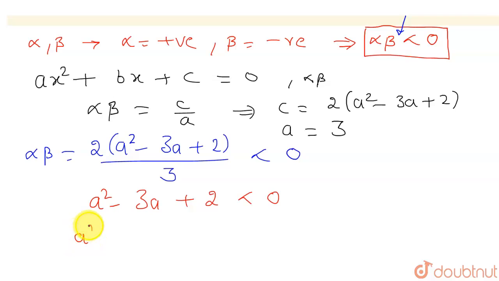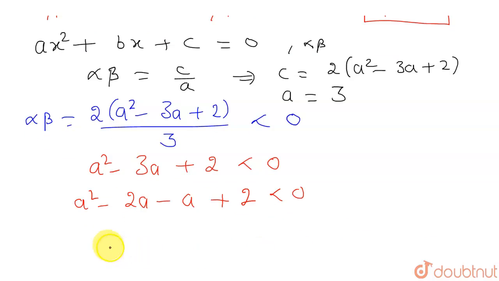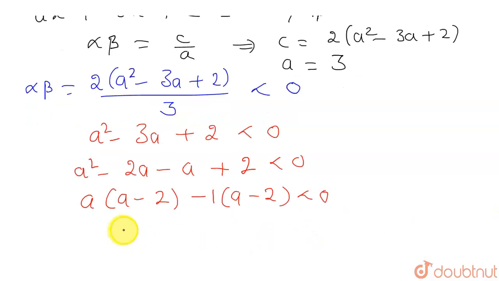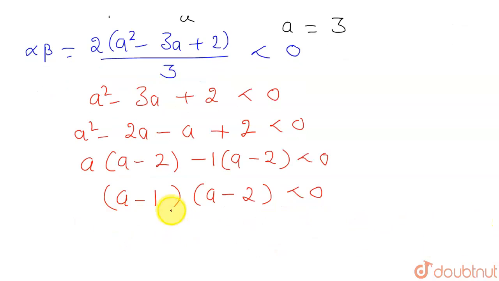See, this I can write as a square minus 2a minus a plus 2. I have just split this minus 3a into minus 2a and minus a. I am doing factorization. I am taking a common, so it will be a minus 2. In this I will be taking minus 1 common, so this will give me a minus 2 less than 0. So this inequality will reduce to a minus 1 into a minus 2 is less than 0.